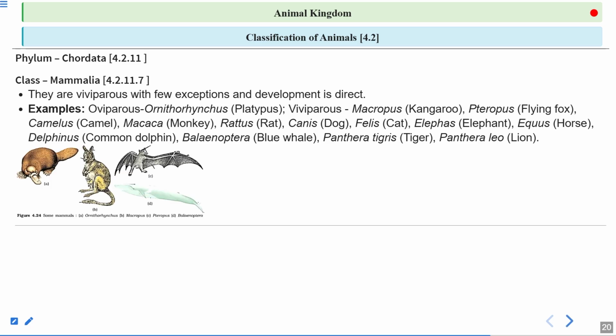So the four important mammals are represented here in the form of a figure. We have already discussed them.